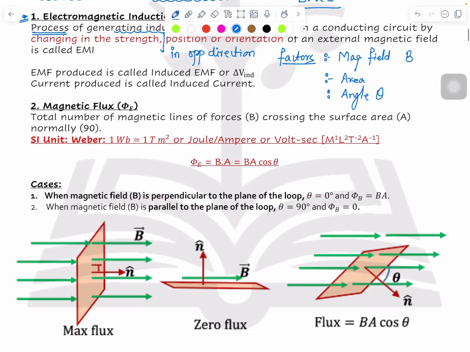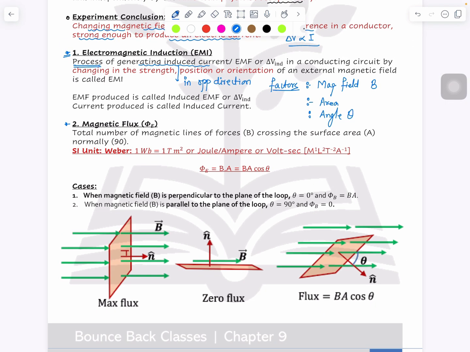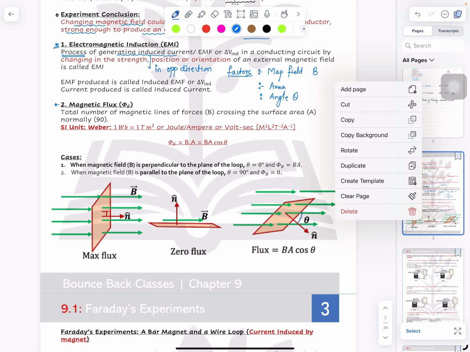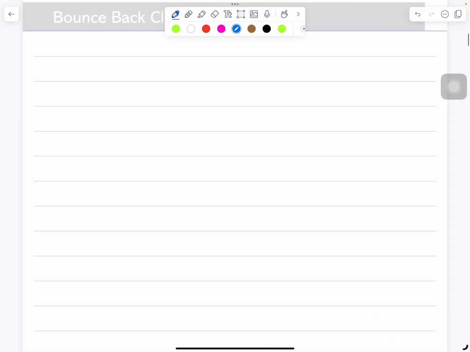Fine. Now there is a word called flux. I will explain it on the next page so that you can relate this. Add a page. Now remove this. Now the word is called magnetic flux. What is the meaning of magnetic flux?